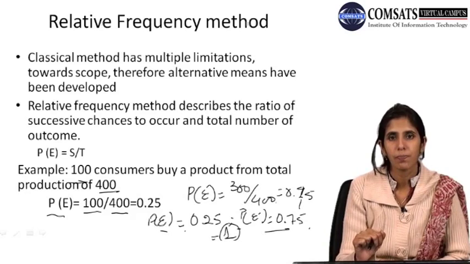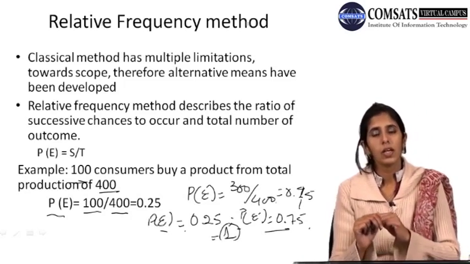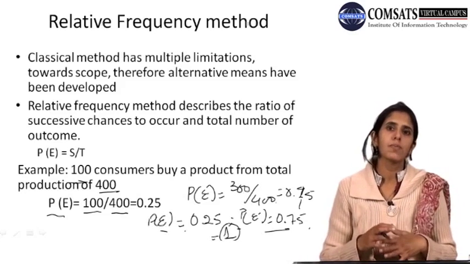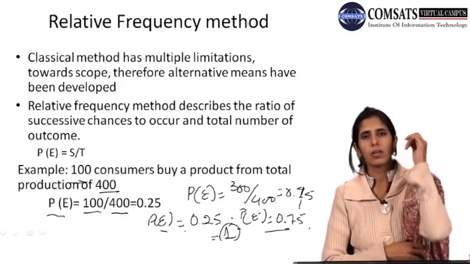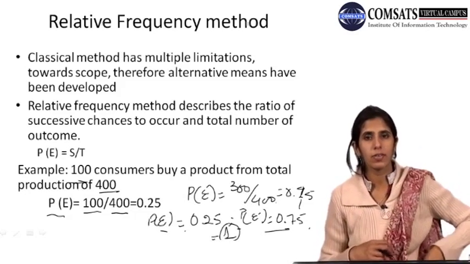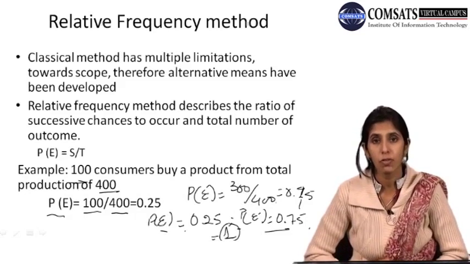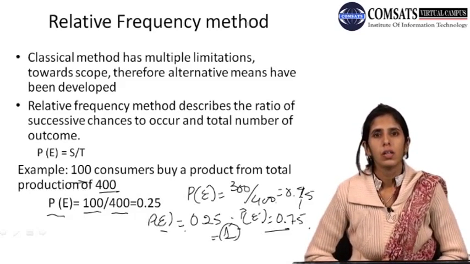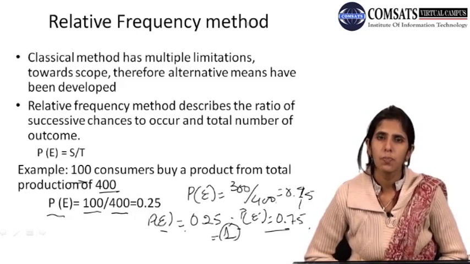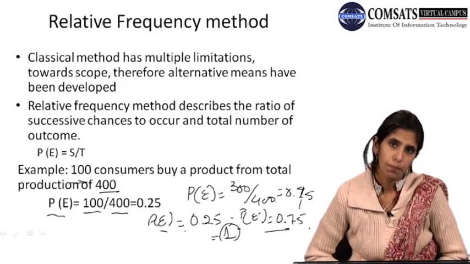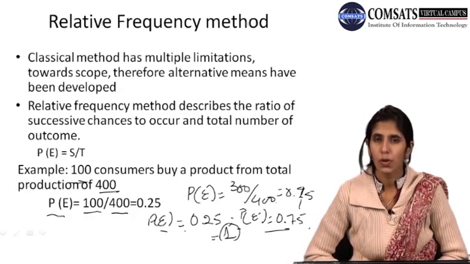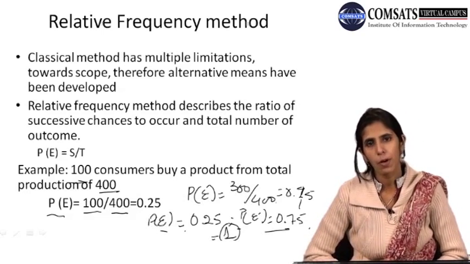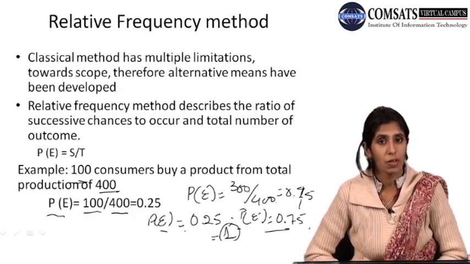Finally, we get the relative frequency method approach. If the outcome is not certain, we conduct research, and the research has not generated the exact results that were actually implemented and seen in the marketplace, then we analyze the probability of successive results. The probability that the product is purchased is 0.25, and the probability that the product is not purchased is 0.75.